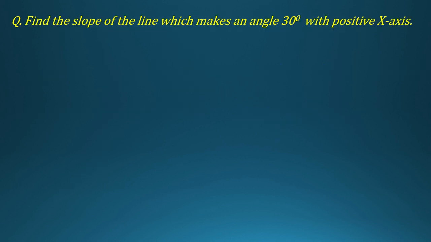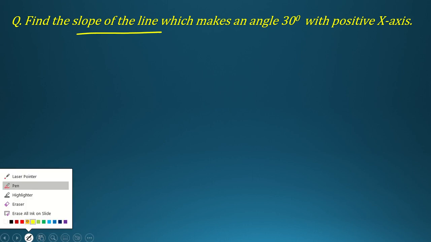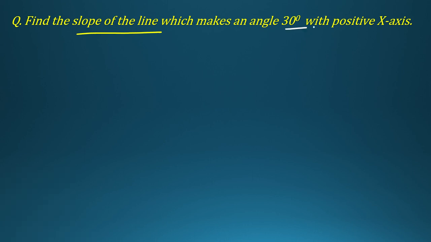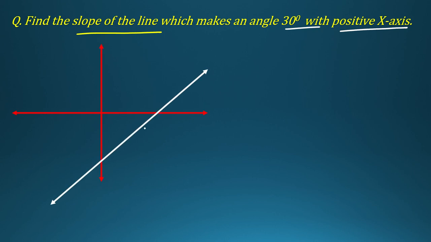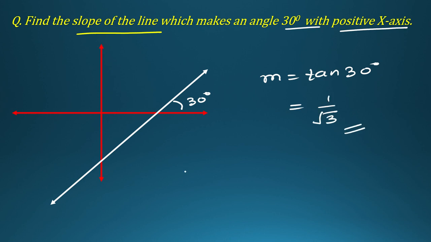Now for example, suppose we have to find the slope of the line which makes an angle of 30 degree with positive x-axis. Suppose this is the line and it is making an angle of 30 degree, and for the slope we want this angle only. So its slope will be m is equal to tan 30 degree. And what is the value of tan 30 degree? It is 1 over root 3. So this will be your answer.